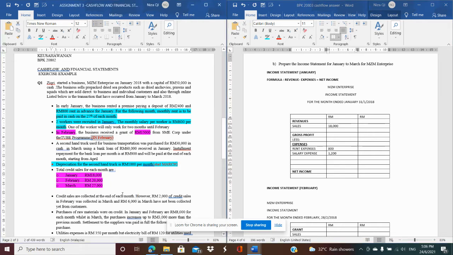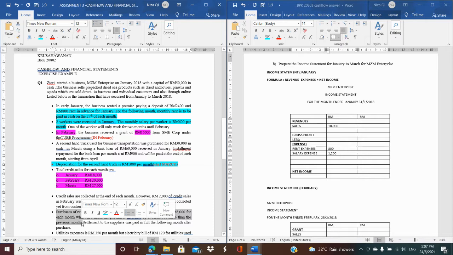Okay, so this is the condition. Then purchase of raw material. Now we're looking at the purchase of raw material, which were on credit in January and February. It was 8,000, and for March the purchase was increased by 3,000 more than the previous month. So this is an expense, the cost of goods sold.